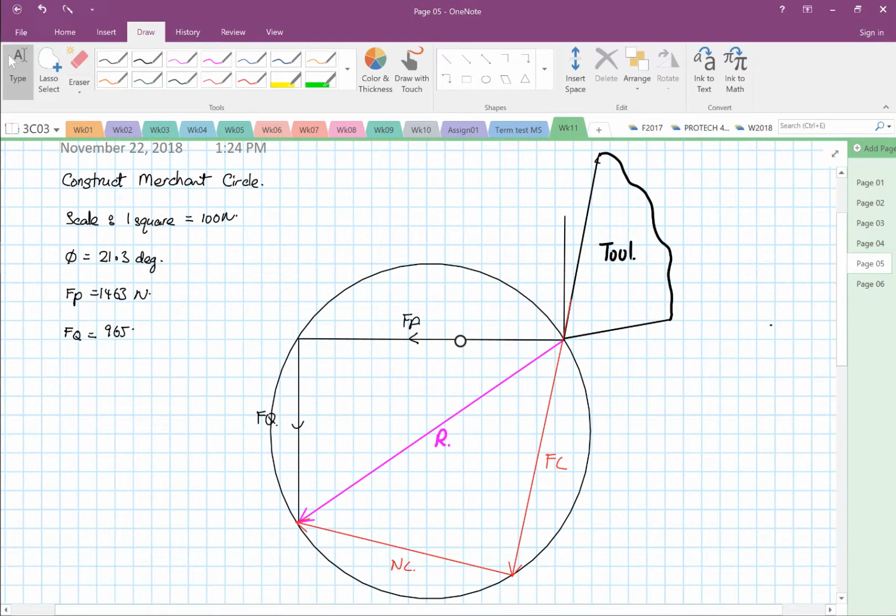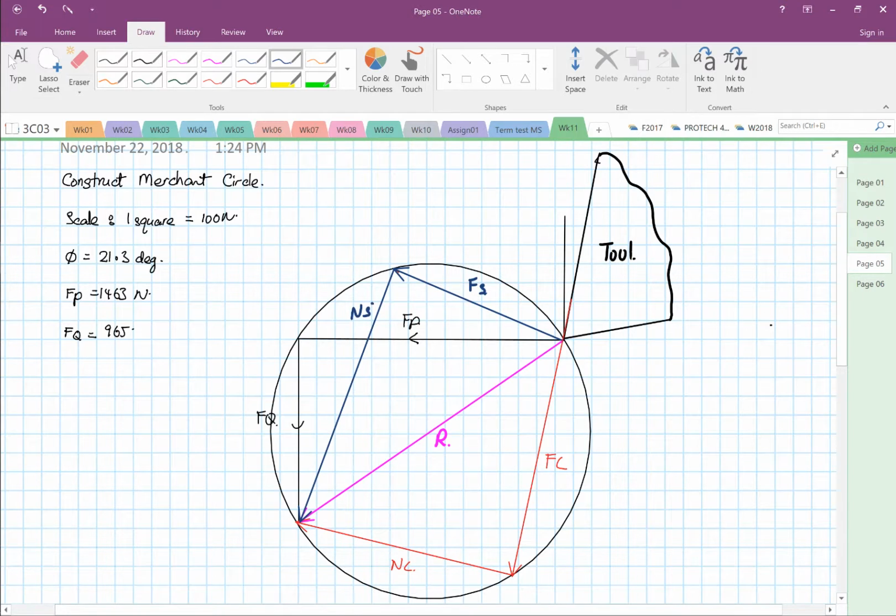or 21.3. It's impossible to draw 0.3, so I'm going to roughly eyeball this. So this is about, okay, oh sorry, so this is about 21 degrees. So I'm going to draw another line. So this will be your FS, and then this will be your NS.